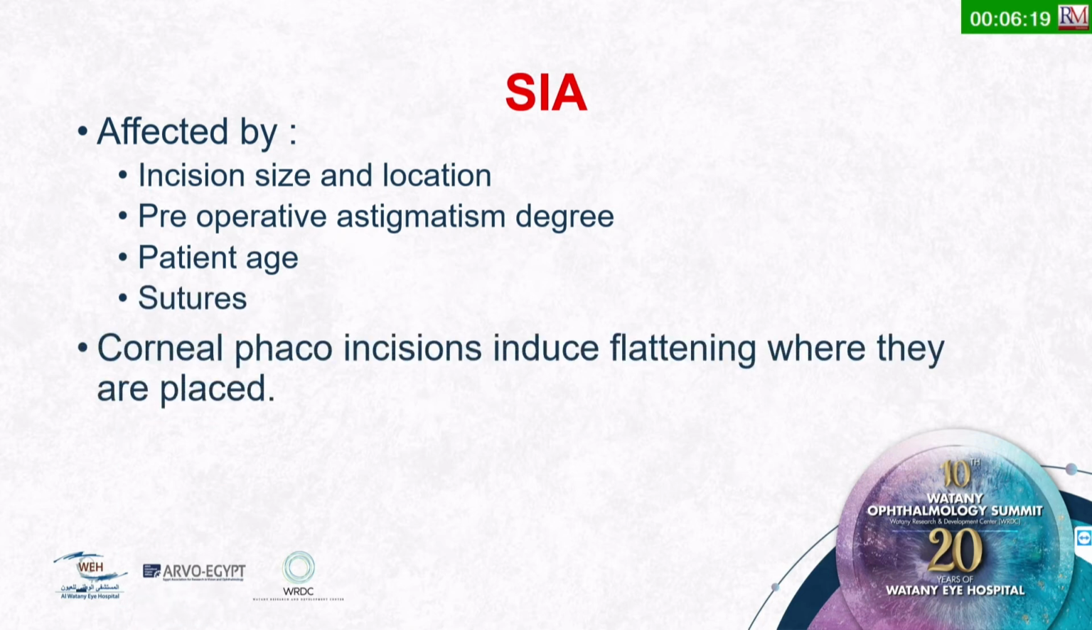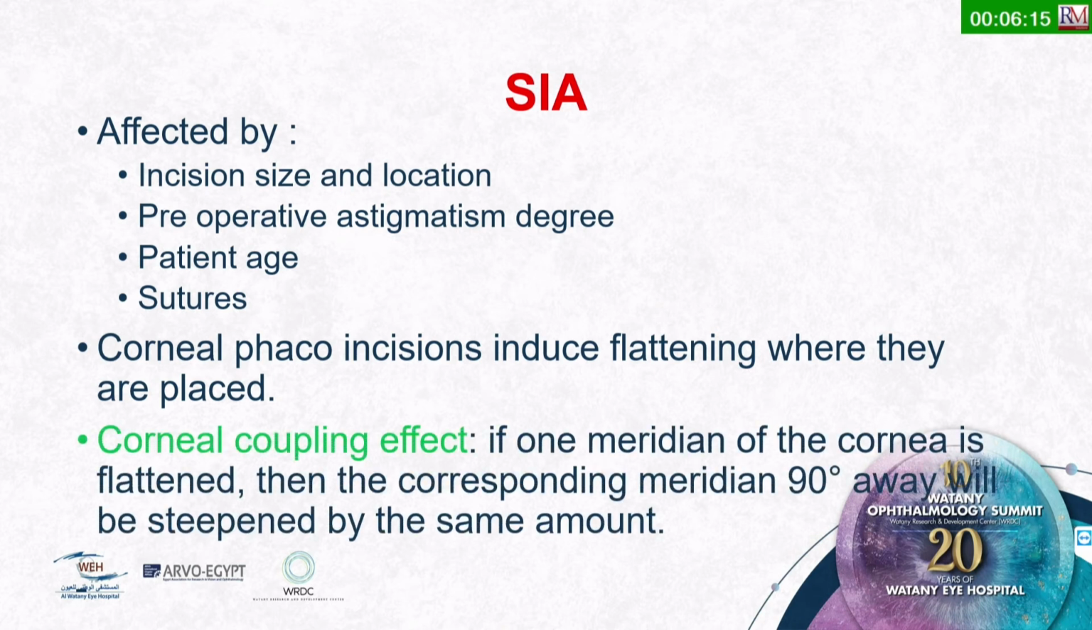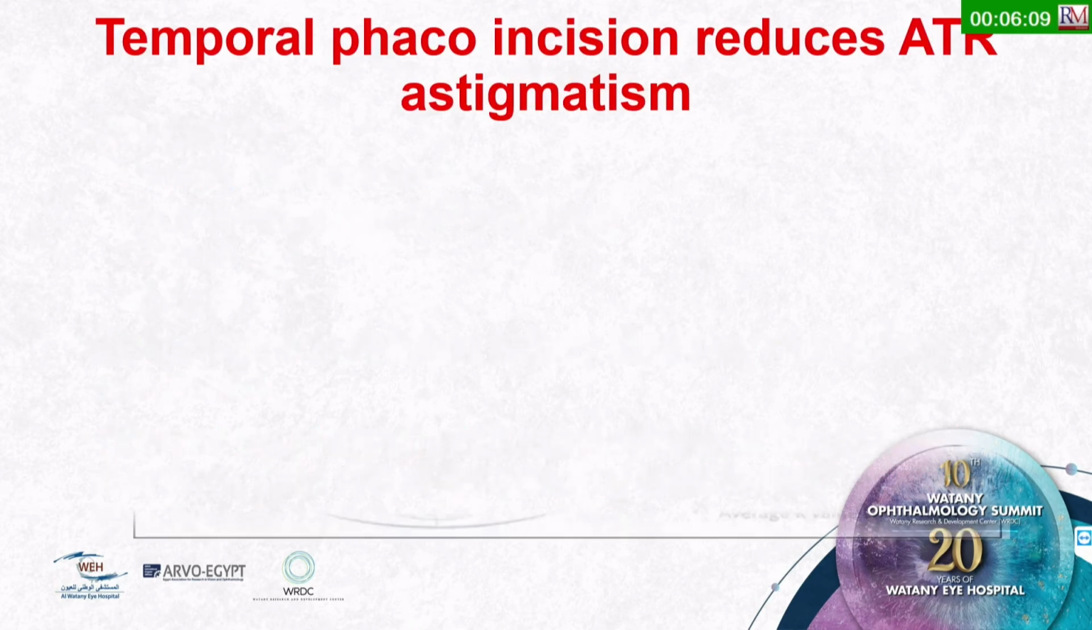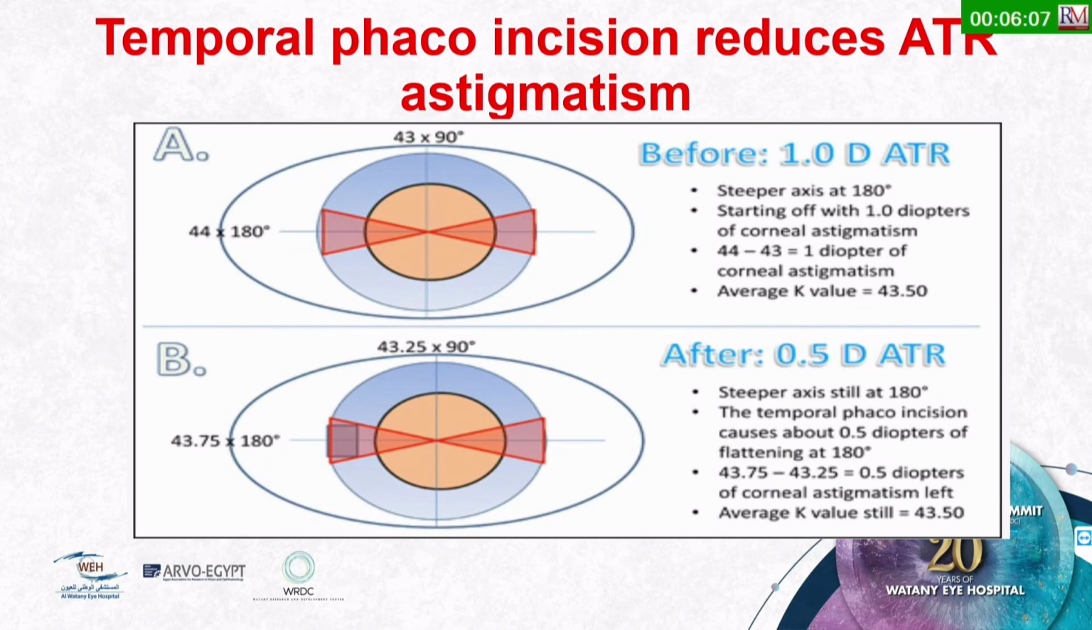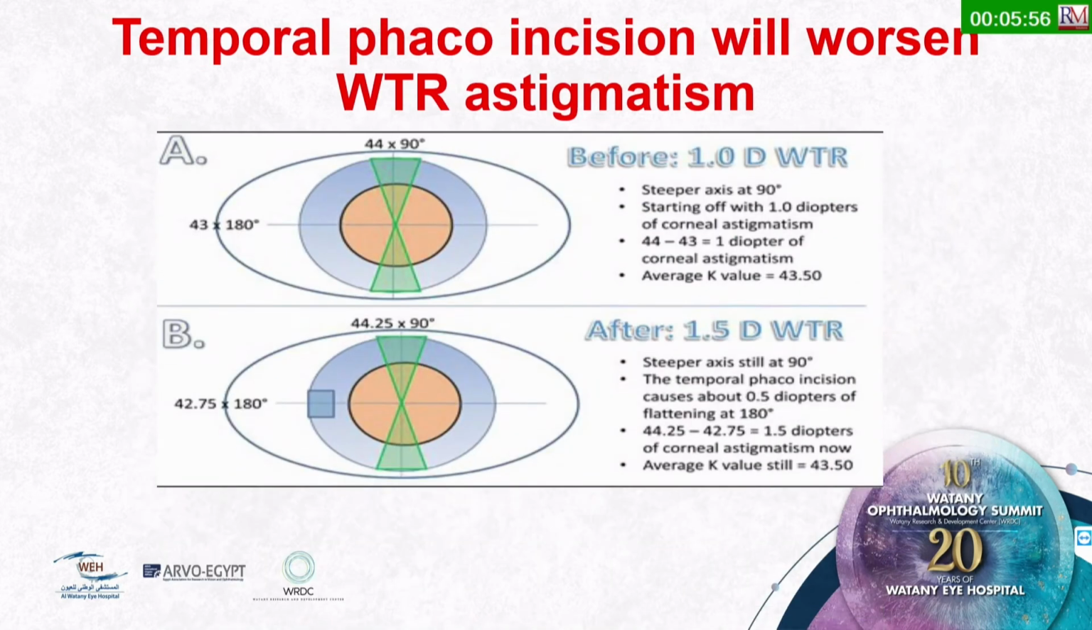Corneal phaco-incisions induce flattening when they are placed, and the corneal coupling effect is that if one meridian is flattened, then the corresponding meridian 90 degrees away will be steepened by the same amount. So from that, we deduce that a temporal phaco-incision reduces against-the-rule astigmatism, because the steep meridian is horizontal. I will flatten it by the incision, and so it will get less. But with-the-rule astigmatism, I am steepening the already steep meridian if I use a temporal phaco-incision. So it will get worse.